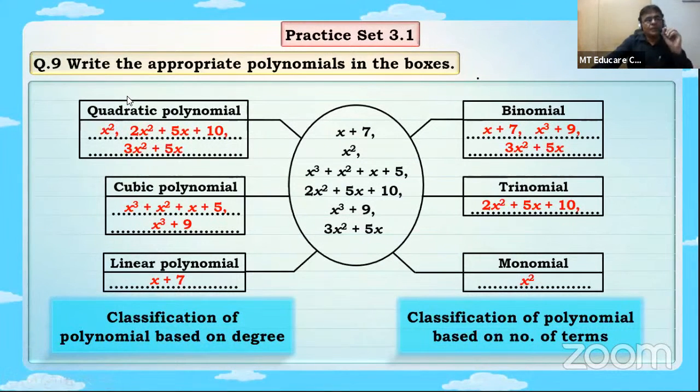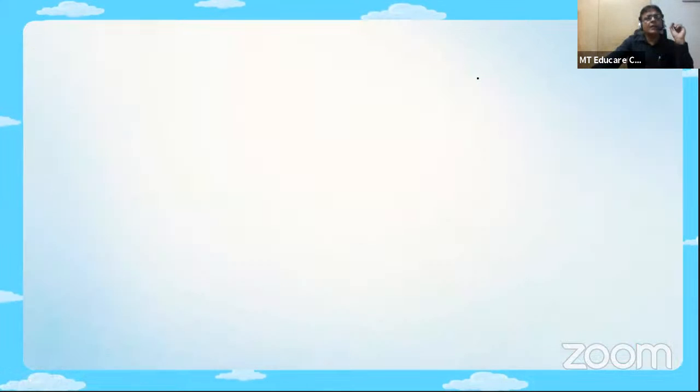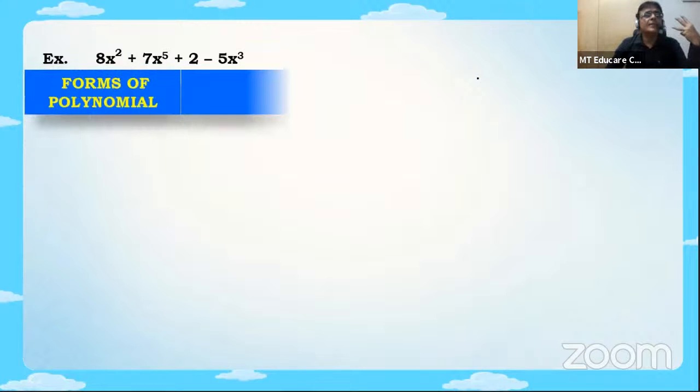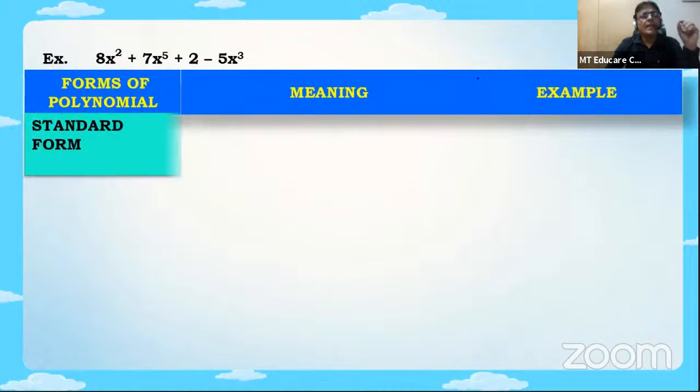This was just the starting part of a polynomial. Now let us move on to the next part. Pay attention here, students. If you know this, then your entire chapter will be easy. This slide is the most important slide. Now I have written one polynomial here. This polynomial can be written in three ways. The first one is called your standard form.